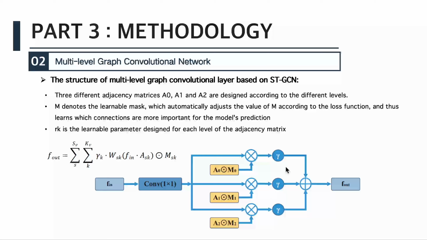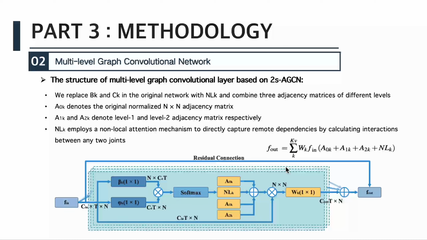Since ST-GCN uses a standard GCN structure, while 2S-ST-GCN employs an adaptive graph convolutional network, we design distinct network structures for each baseline. Based on the ST-GCN, the structure of multi-level graph convolutional layer is shown in this slide. And this one is the structure of multi-level graph convolutional layer based on 2S-ST-GCN.